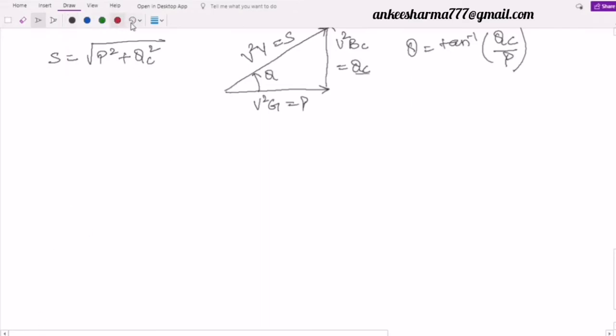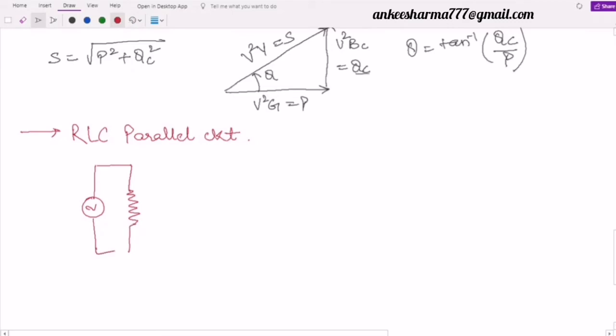So next I will take the case of the RLC parallel circuit. So in the parallel circuit, I will take these three in parallel to the voltage source. First one is this resistance. Then we have an inductor. And the last one is the capacitor.